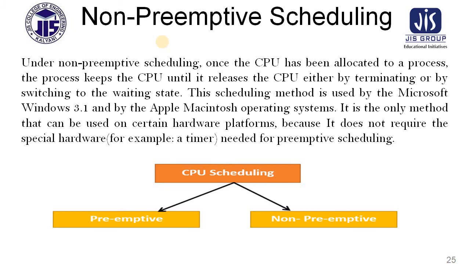Under non-preemptive scheduling criteria, once the CPU has been allocated to a process, the process keeps the CPU until it releases it, either by terminating or by switching to the waiting state. This scheduling method is used by Microsoft Windows 3.1 and by the Apple Macintosh operating system. It is the only method that can be used on certain hardware platforms because it does not require the special hardware needed for preemptive scheduling.